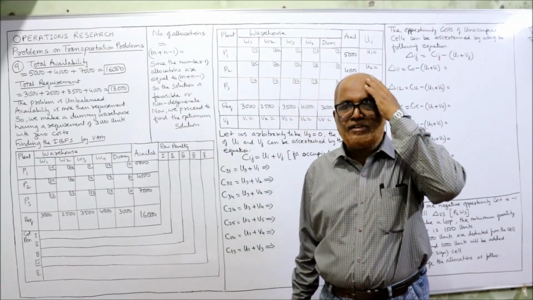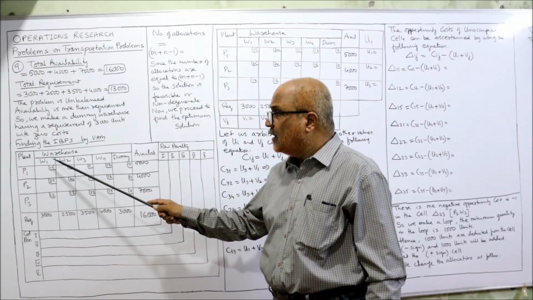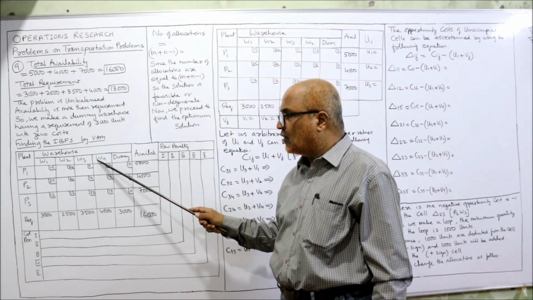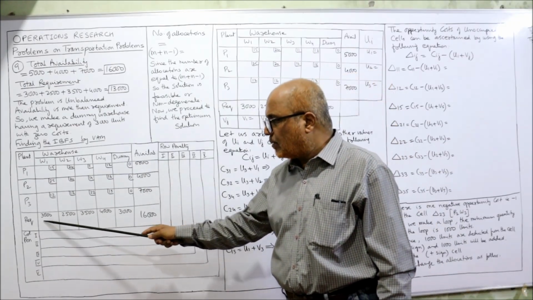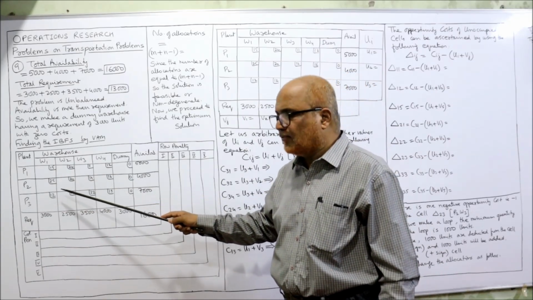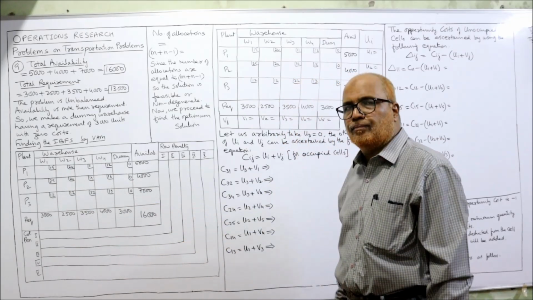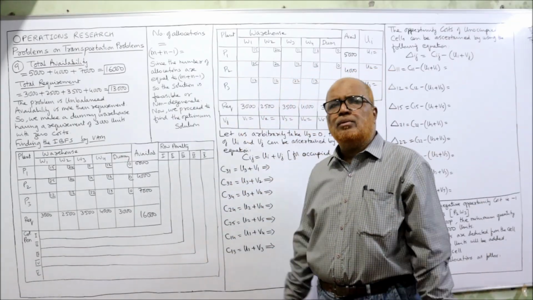Now, finding the IBFS by VAM. So 3 rows, P1, P2, P3, and the warehouses are 1, 2, 3, 4 and 1 dummy, total. The requirement is given, availability is given, and the unit costs are already given in the problem. I have taken them. Now the penalty. Now we'll start the penalty. Already so many problems we have done.